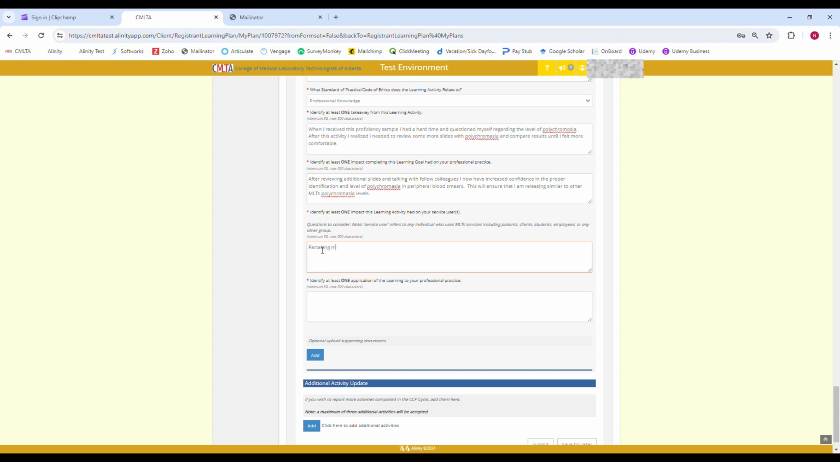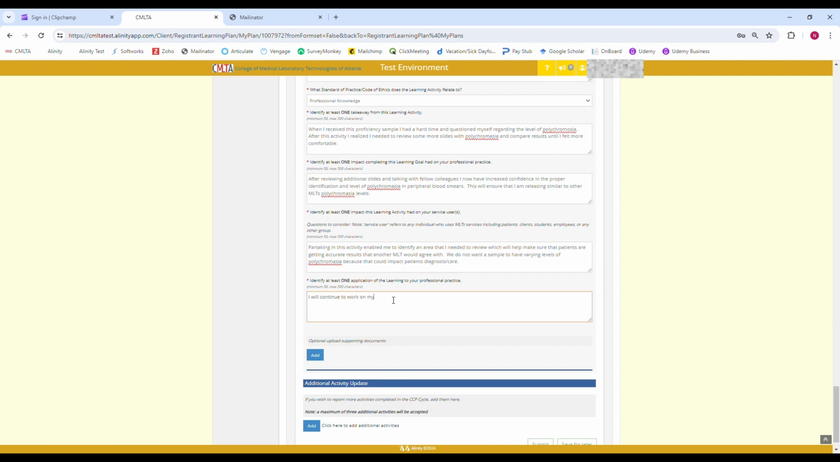The next question asked to identify at least one impact this learning activity had on their service users. Again, service user refers to any individual who uses MLT services, including patients, clients, students, employees, or any other group. For example, "Partaking in this activity enabled me to identify an area that I needed to review, which will help make sure that patients are getting accurate results that another MLT would agree with. We do not want a sample to have varying levels of polychromasia because that could impact patients' diagnosis/care."